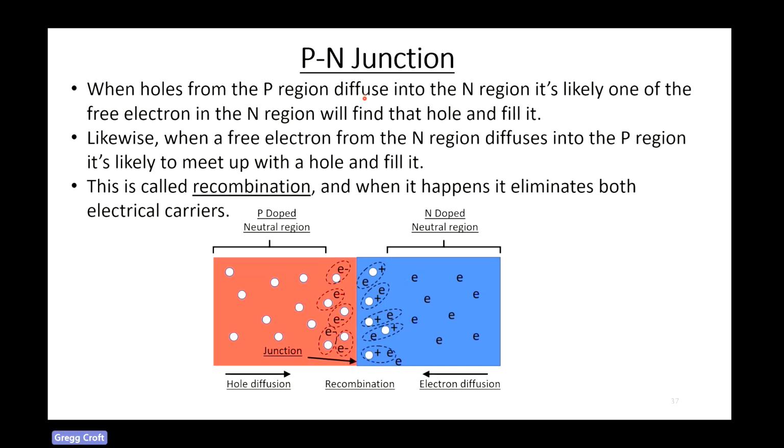When the holes from the p region diffuse into the n region, it's likely one of these free electrons in the n region is going to find the hole and fill it. And likewise, when a free electron from the n region diffuses into the p region, it's likely to meet up with a hole and fill that hole. You can see I've circled electron-hole pairs here that are going to join together, and the term for that is recombination. It's when a hole gets filled by an electron, and it eliminates both of the electrical carriers.